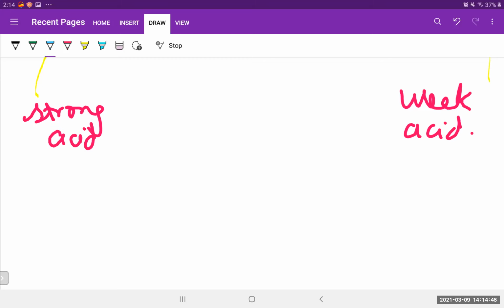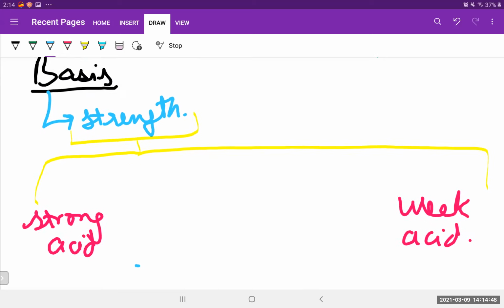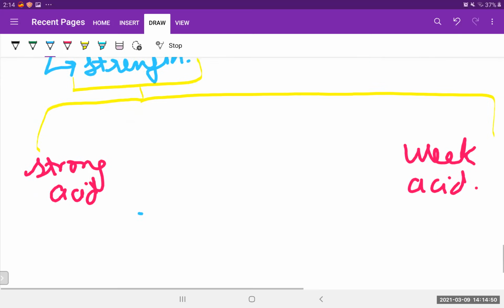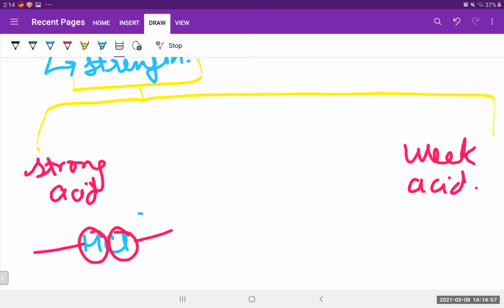Strong acids are the ones which can ionize completely, like HCl. If I take HCl, what will happen in HCl? If I pour it into water, the H and the Cl will ionize completely. They are not holding anything back.